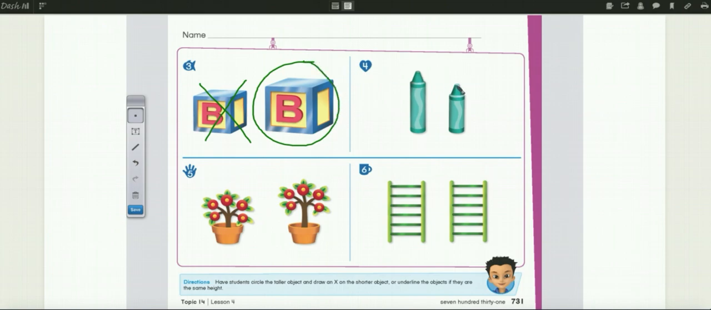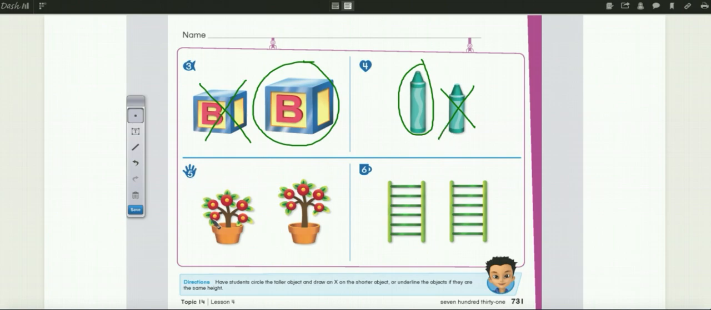Let's look at number 4. What can you tell me about these two objects? Yes, the first crayon is taller. The second crayon is shorter.